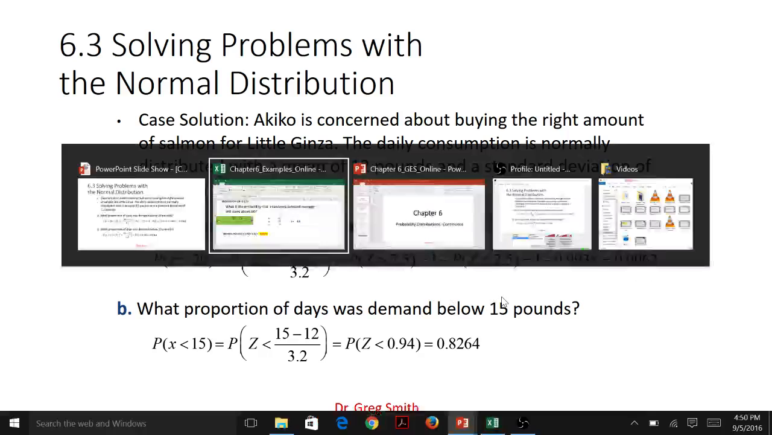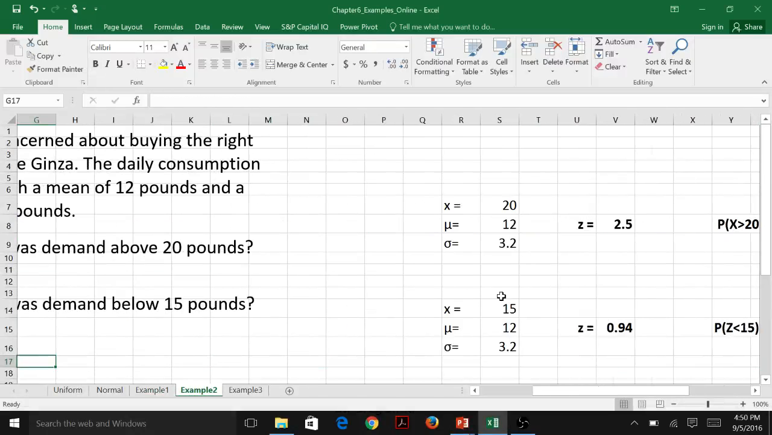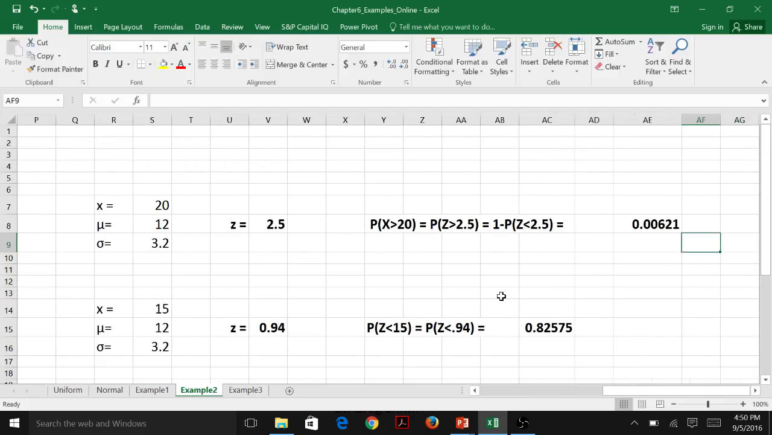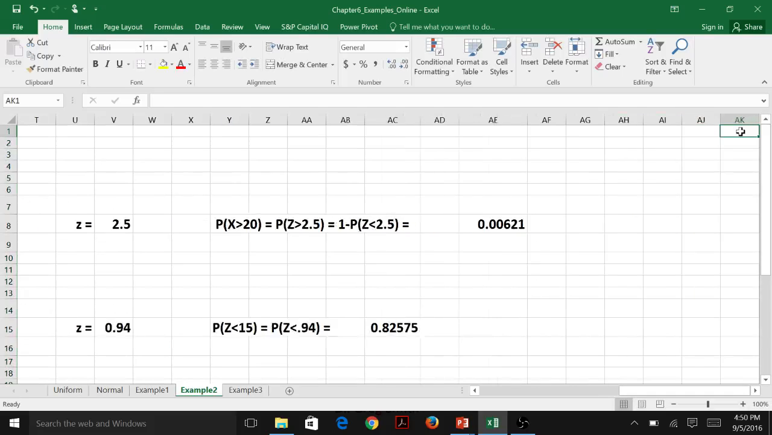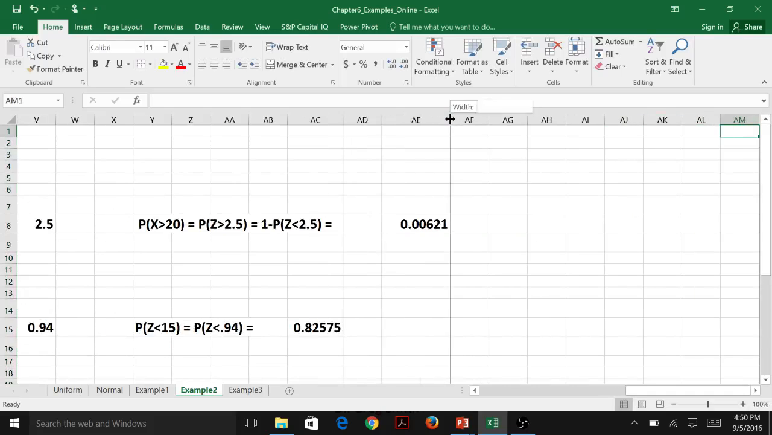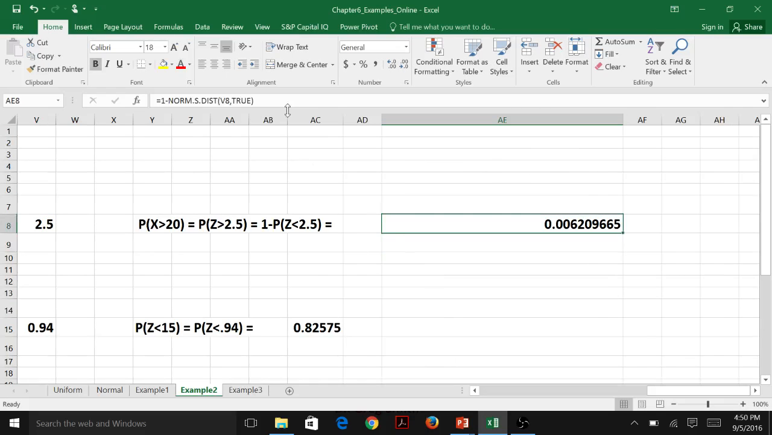and I get a really small probability. In Excel, to see that done, it looks like this. I have my value of 20, 12, and I get my 2.5. And I'm going to use the same function I just saw before, norm.s.dist. Let me blow this up a little bit so you can see it. Give you a better chance at success with this. Norm.s.dist.